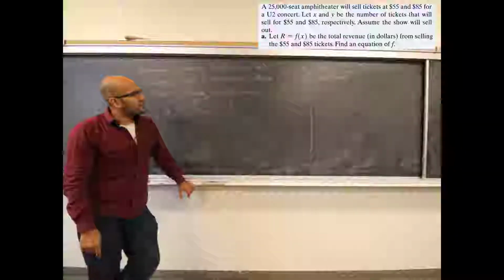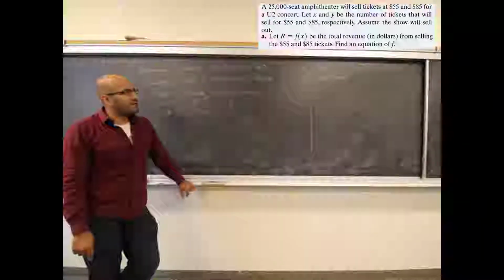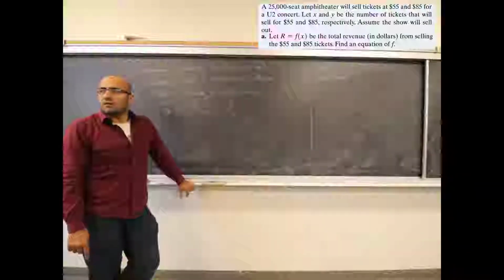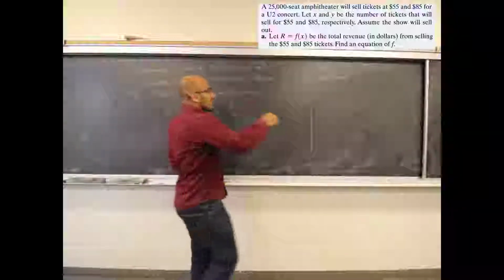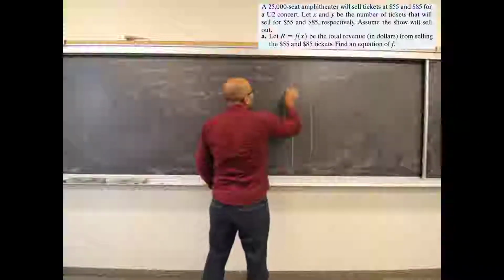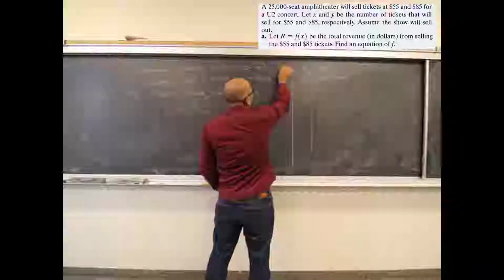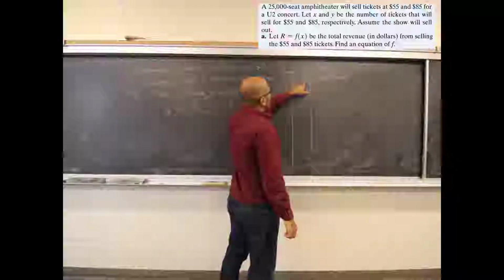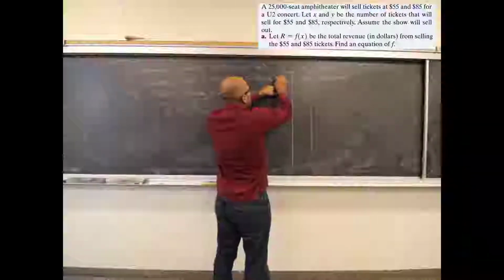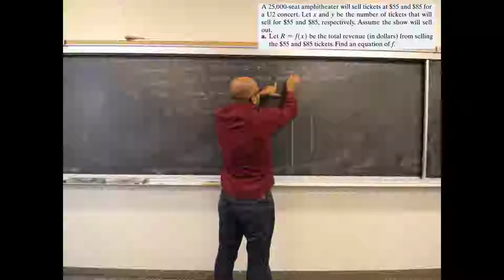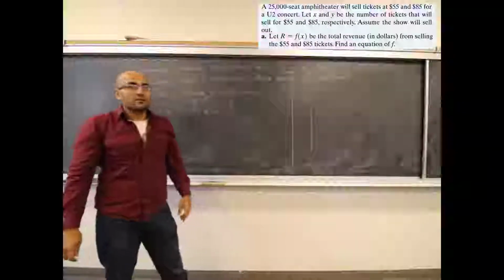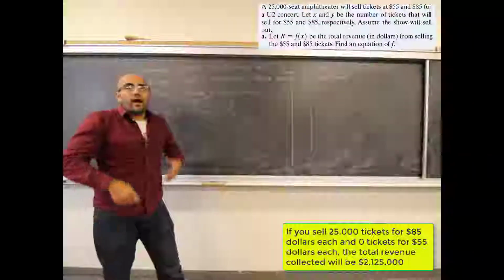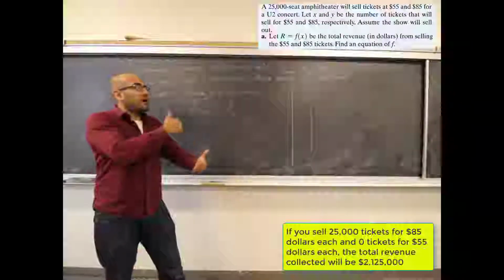Okay, so how can it be that if you sell 0 tickets at $55, your revenue was 2,125,000? They sold 25,000 tickets at the rest, correct, exactly. The rest, which is built into this equation, is the Y's, the $85 tickets, right? So if we sold 0 tickets for $55, that must mean that we sold 25,000 tickets at the $85 price, which is why we collected $2,125,000, right? Automatically, the rest of them are the other kind.